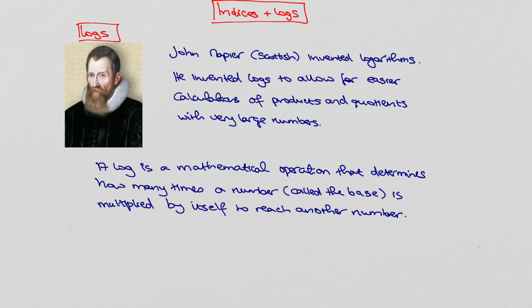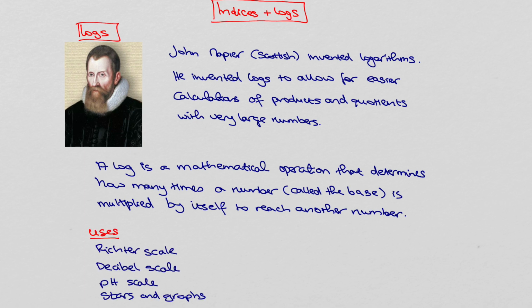In the 2023 Paper 1, Question 3, we were asked to explain what a log was for the first time. In general, we say a log is a mathematical operation that determines how many times a number, which we call the base, is multiplied by itself to reach another number. It has many uses, such as the Richter scale for measuring earthquake magnitude, decibel scales for sound, pH scales with acids and bases, and even converting distances to stars into a graph that can easily visualize these large distances.